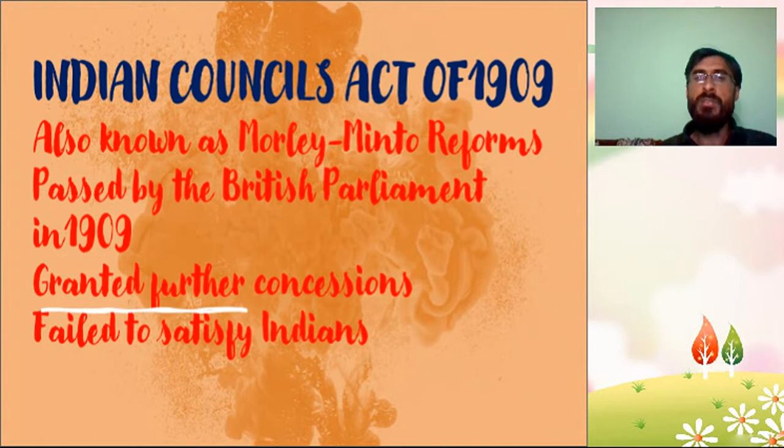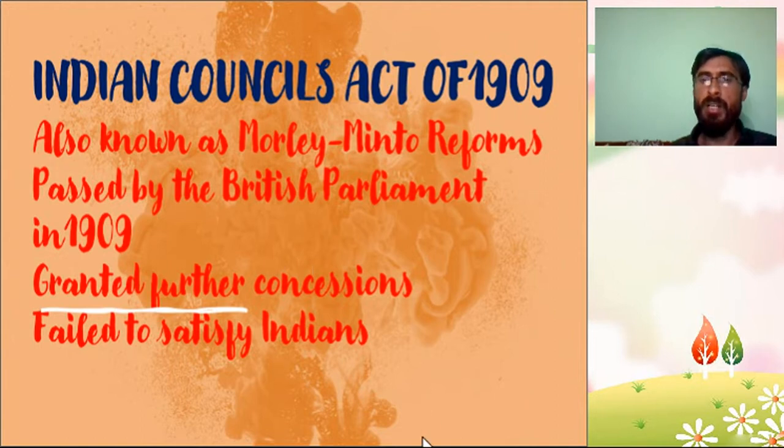This act was passed by the British Parliament. This act is known as Indian Councils Act of 1909. This act is also known as Morley-Minto reforms. Under this act, certain concessions were granted to the Indians, but Indians were not satisfied with these concessions and they continued their demands of responsible government. As a result, within a short span of 10 years after the passing of this act, the government was forced to pass another act in 1919.